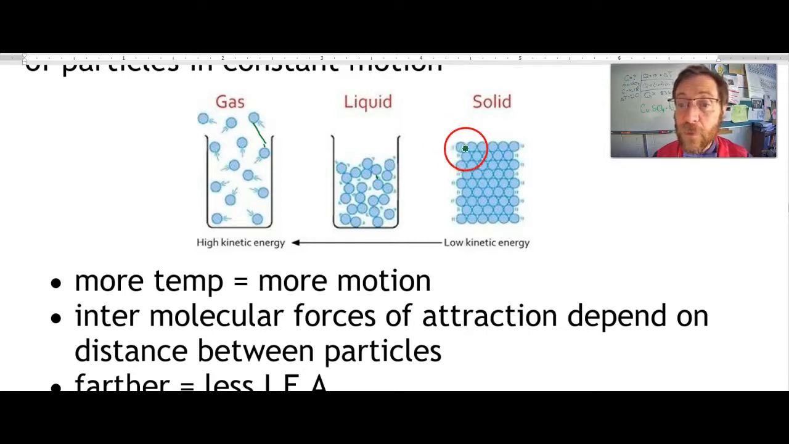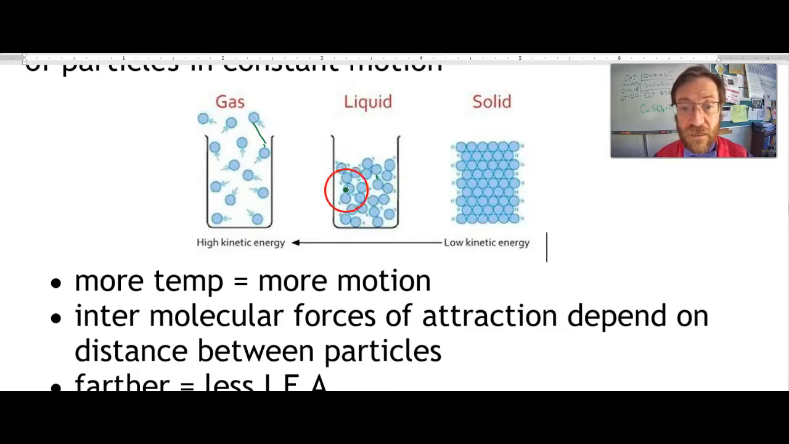But it doesn't matter. They are still moving. Even when something is solid, they are still vibrating back and forth, jostling around, but they are in a fixed position. In other words, this particle right here is not going to be bouncing all throughout the sample. Whereas in a liquid, they are still vibrating and jostling around and jiggling and bouncing and hitting each other, but in a liquid, they can move around.